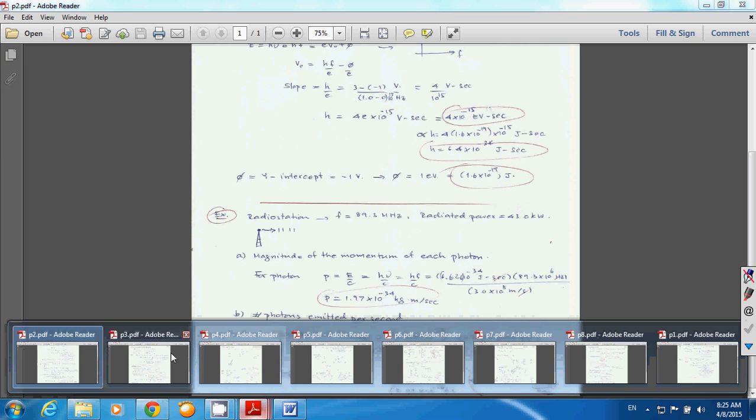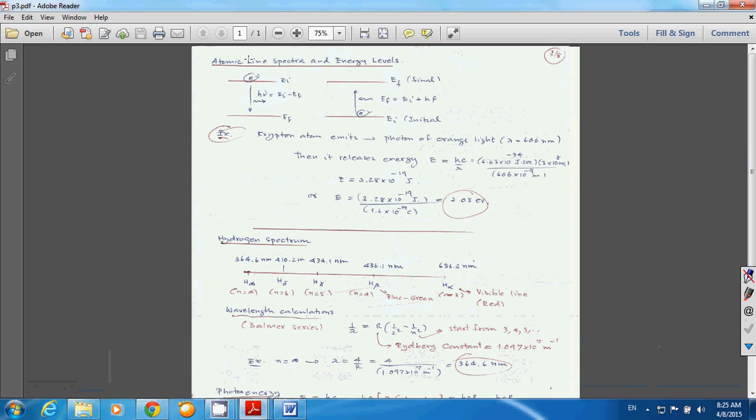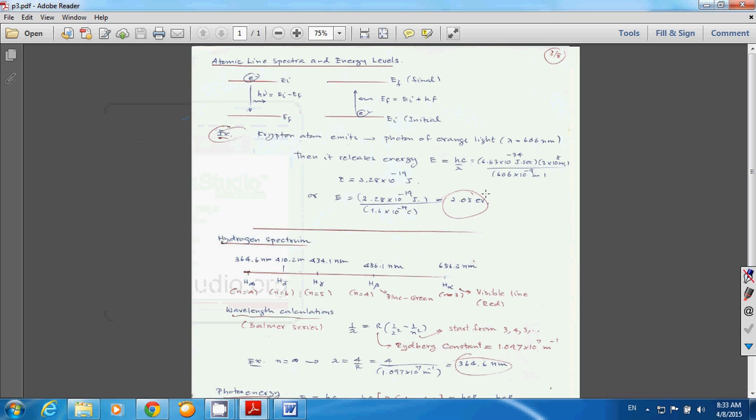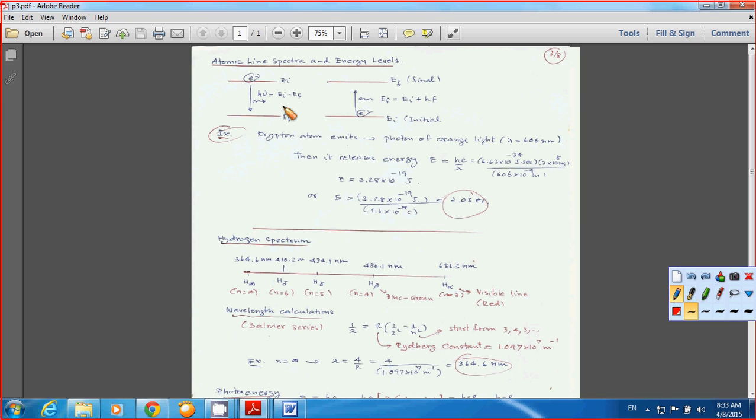Now let's move on to atomic line spectra and energy levels. Okay, so we already finished the photoelectric effect. Let's take a look at atomic line spectra and energy levels. What you see here are two energy levels, Ef and Ei, where subscript f represents final and i represents initial.